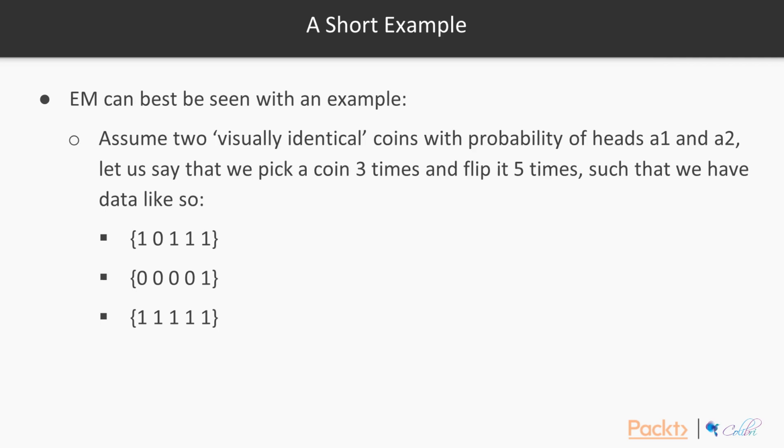So going back to the coin example, assume you've got 2 visually identical coins, and the probability of heads is A1 and A2. So they're biased coins, they're not going to be heads or tails every time. Let's say we close our eyes, pick up a coin and flip it 5 times. The first time we get this series of data. We then put it back down, close our eyes again, pick up a coin, it might be the same one, it might be different, we don't know. And then we get this data. And then we do the same again, and we get this data.